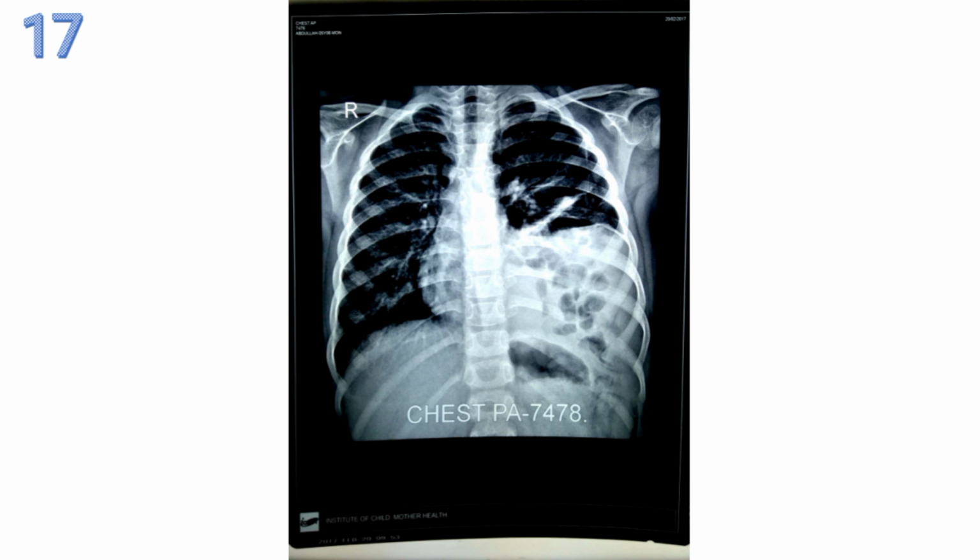You can see dense inhomogeneous opacity in left lower chest, which is interspersed by gut shadow inside the chest. But you can see there is not any obvious shifting of the mediastinum, but the diagnosis was congenital diaphragmatic hernia.